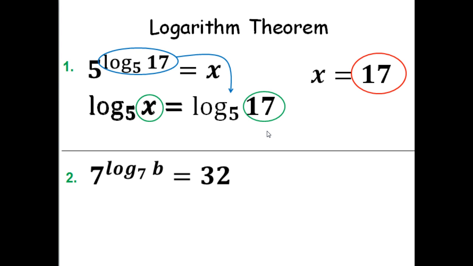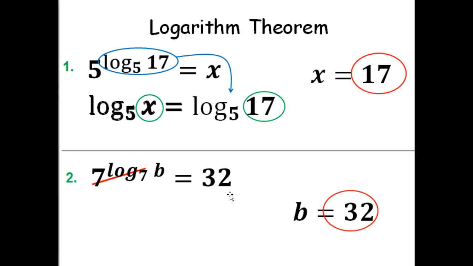For instance, let's look at this one. Here I have a base of 7, and in the exponent I have a log base 7. So I've got my similar setup here. They have the same numbers, so I can just basically cross these off. This will tell me that b will equal 32. Okay, I'm crossing those off. I find out that b does indeed equal 32.